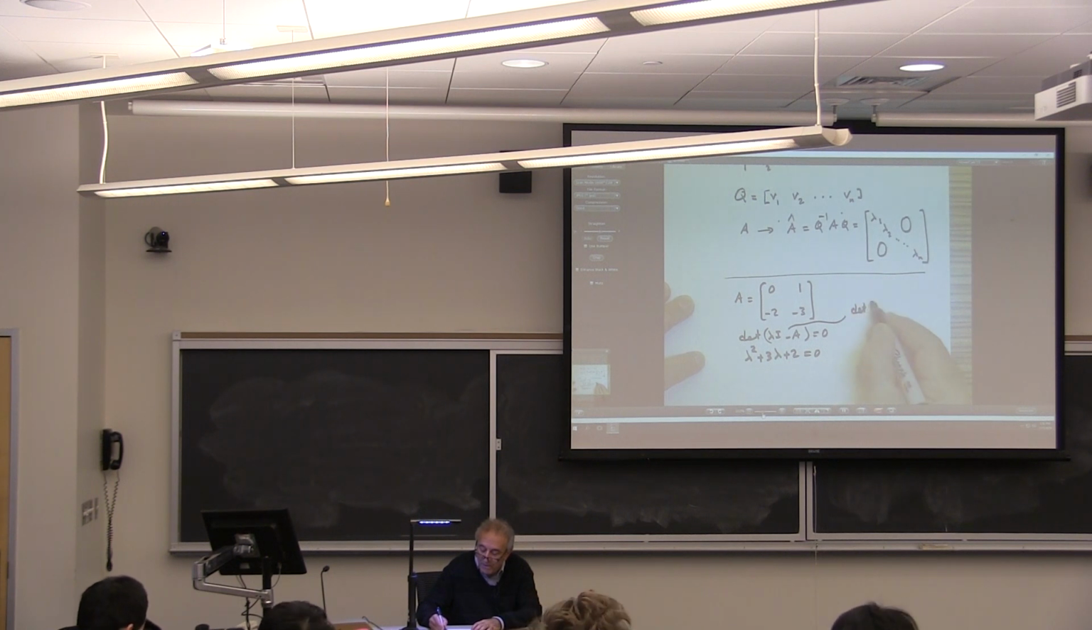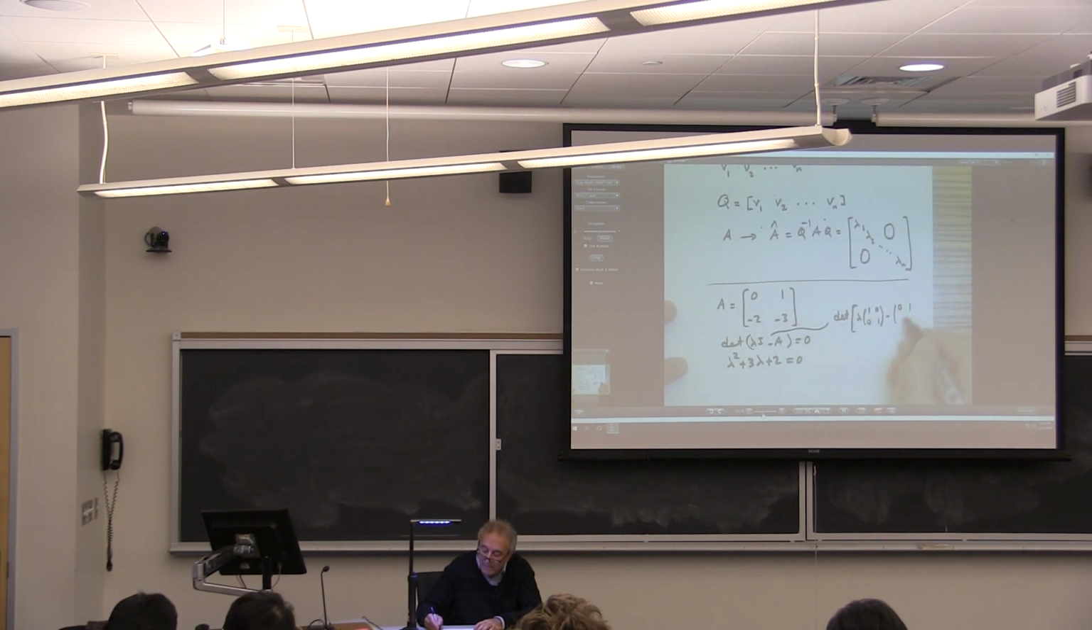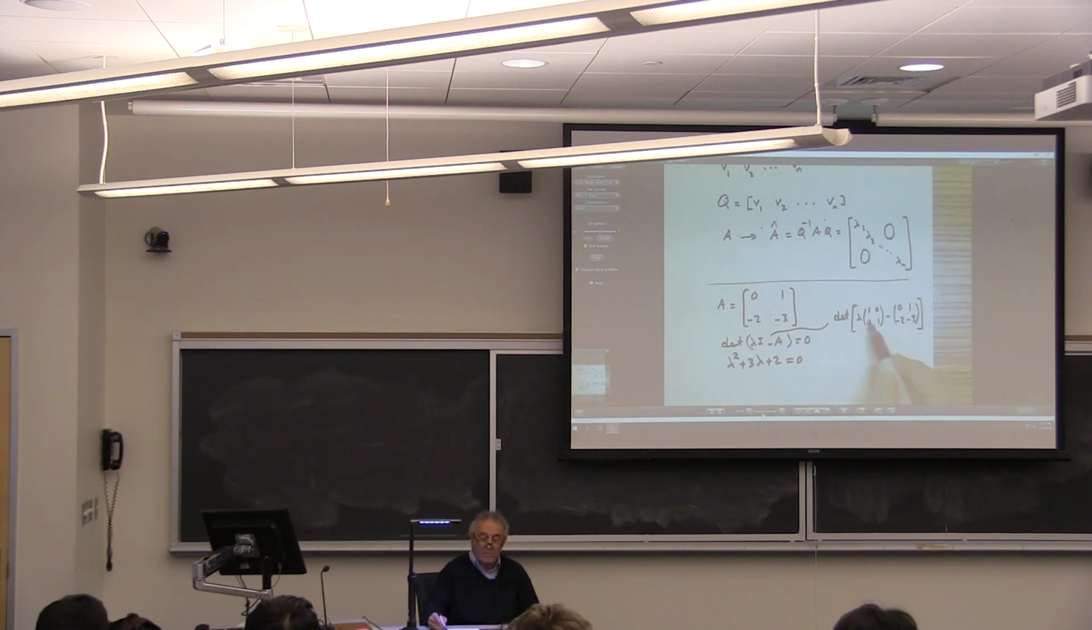So in order to write this equation, you should do this. Determinant of lambda times 1, 1, 0, 0, minus A, which is 0, 1, minus 2, minus 3, like that. So you can multiply lambda and then subtract it, and then you can do a 2 by 2 determinant, right? That becomes lambda squared plus 3 lambda plus 2.